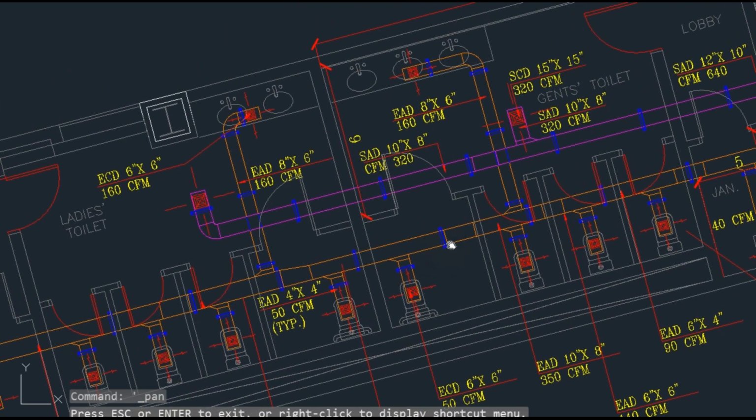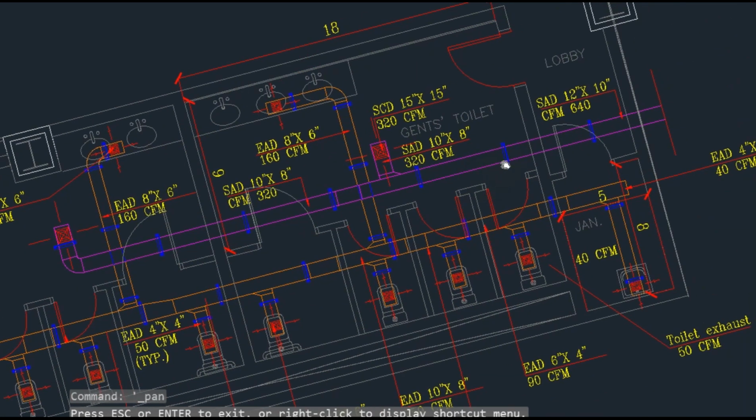For fresh air, for 320 CFM, the duct size is 10 by 8 inch. Here also 10 by 8 inch. Then at this portion, the CFM will be double, 640. So the duct size will be 12 by 10 inch.